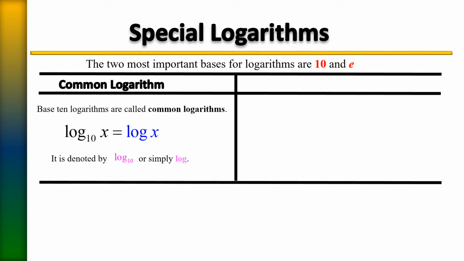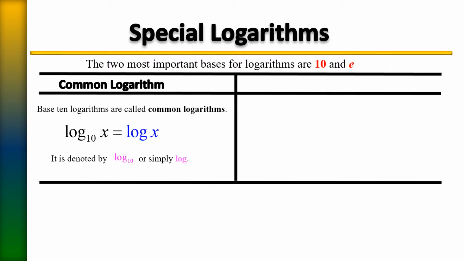The two most important bases for logarithms are base 10 and base e. Base 10 logs are called common logs. If you see the base there, you would read it as log base 10 of x, or you just say log x. When you don't see the base written, it is understood that the log has a base of 10.